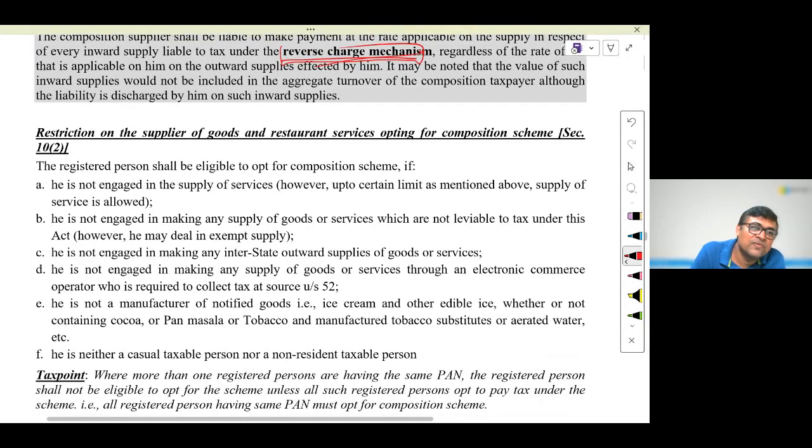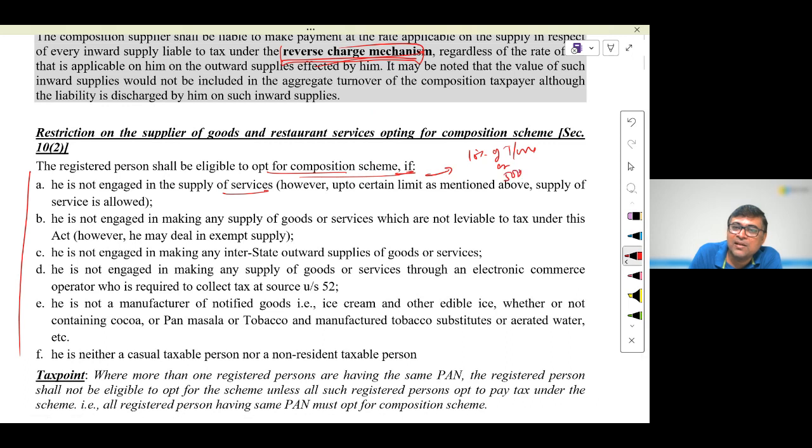Certain conditions you are supposed to fulfill if you are under this scheme. The registered person shall be eligible to opt for composition scheme if he is not engaged in the supply of services. However, up to a certain limit, supply of services is possible. What is the limit? 10% of your turnover of the preceding financial year or rupees 5 lakh, whichever is higher. He is not engaged in making any supply of goods or services which are not liable to tax under this Act. He is not engaged in making any interstate outward supply of goods or services. Interstate, it is not possible for you.